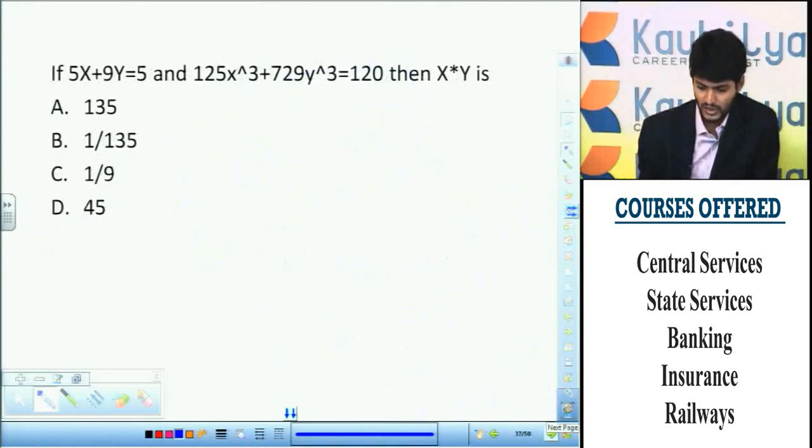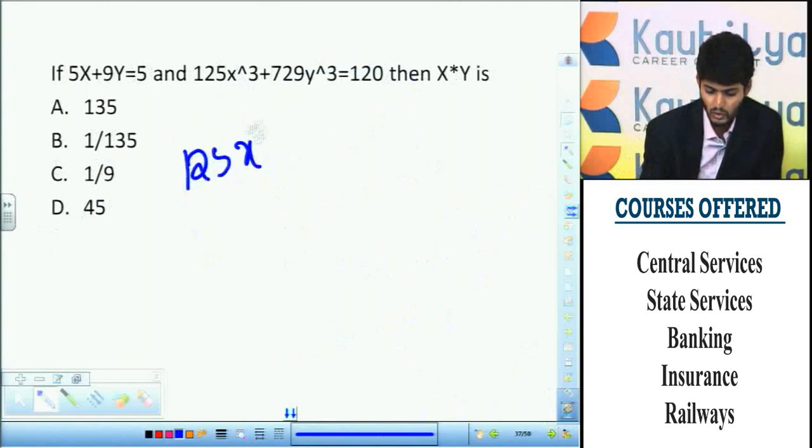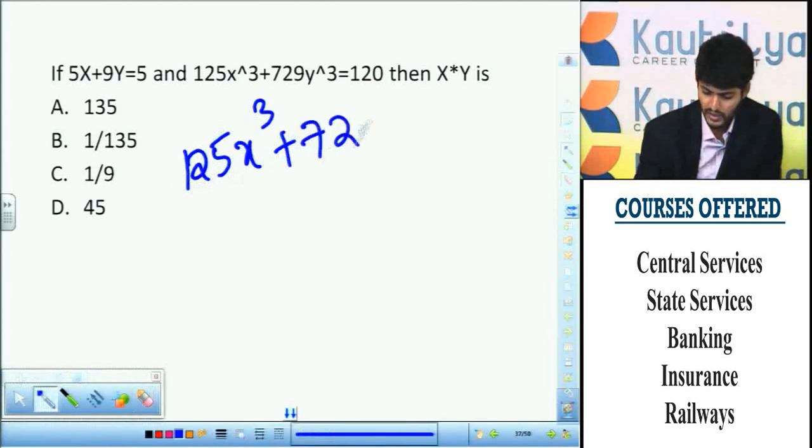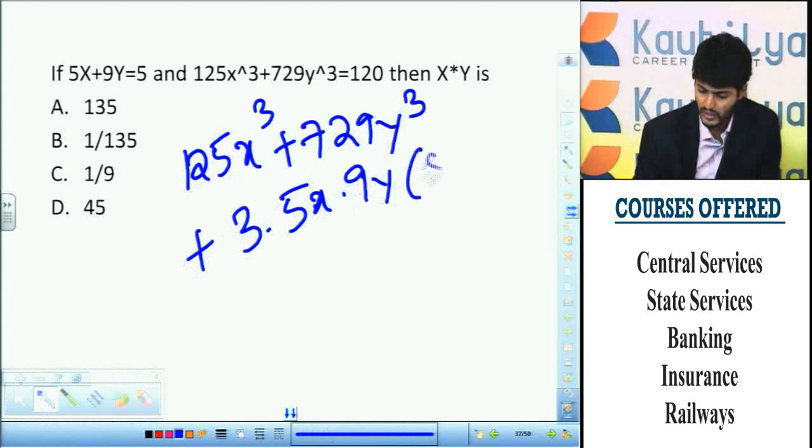Okay, let's move on to your next question. Again a similar question. I hope you will be in a better position to solve it immediately. Now you cube both sides of the given equation. I will get 125x cube plus 9 cube. As I told you, remember cubes up to 12, that would be very useful for you. 729 y cube, anyway it is given, plus 3ab into a plus b. So this is your entire LHS.